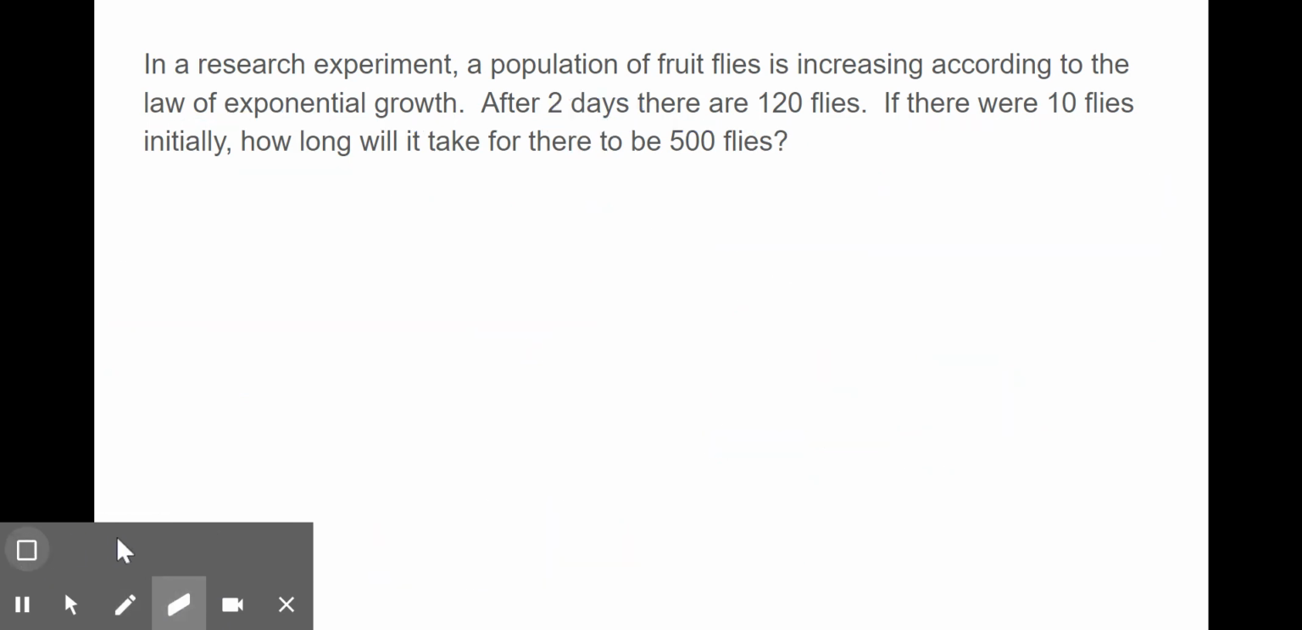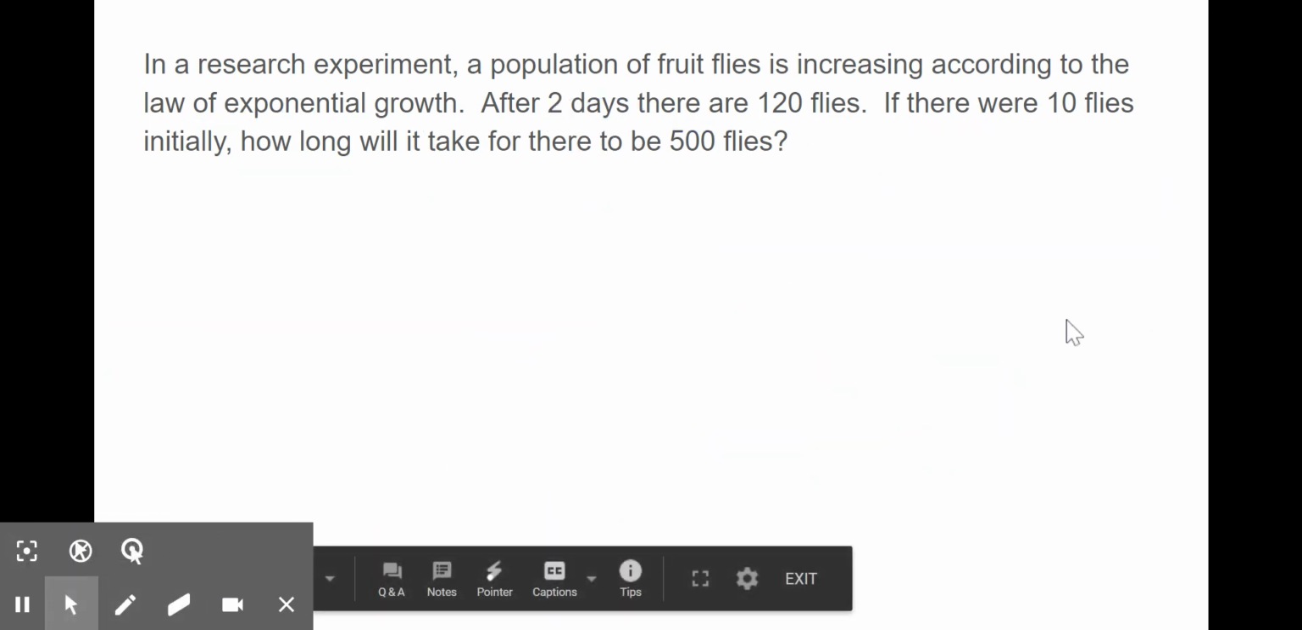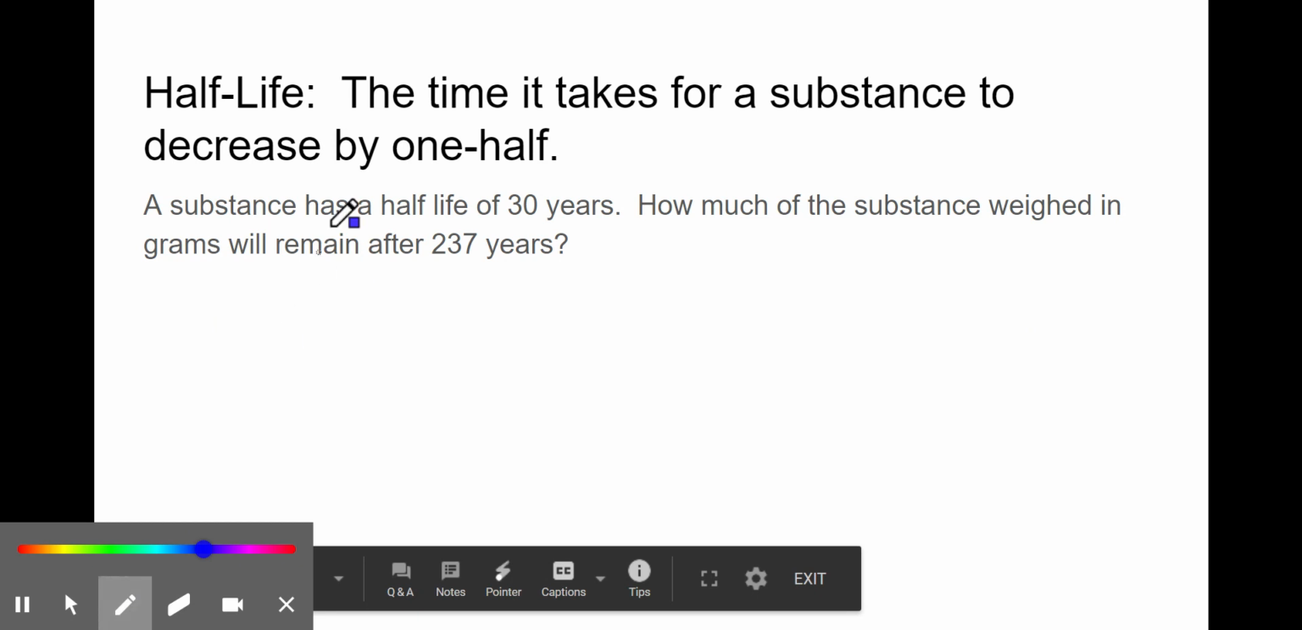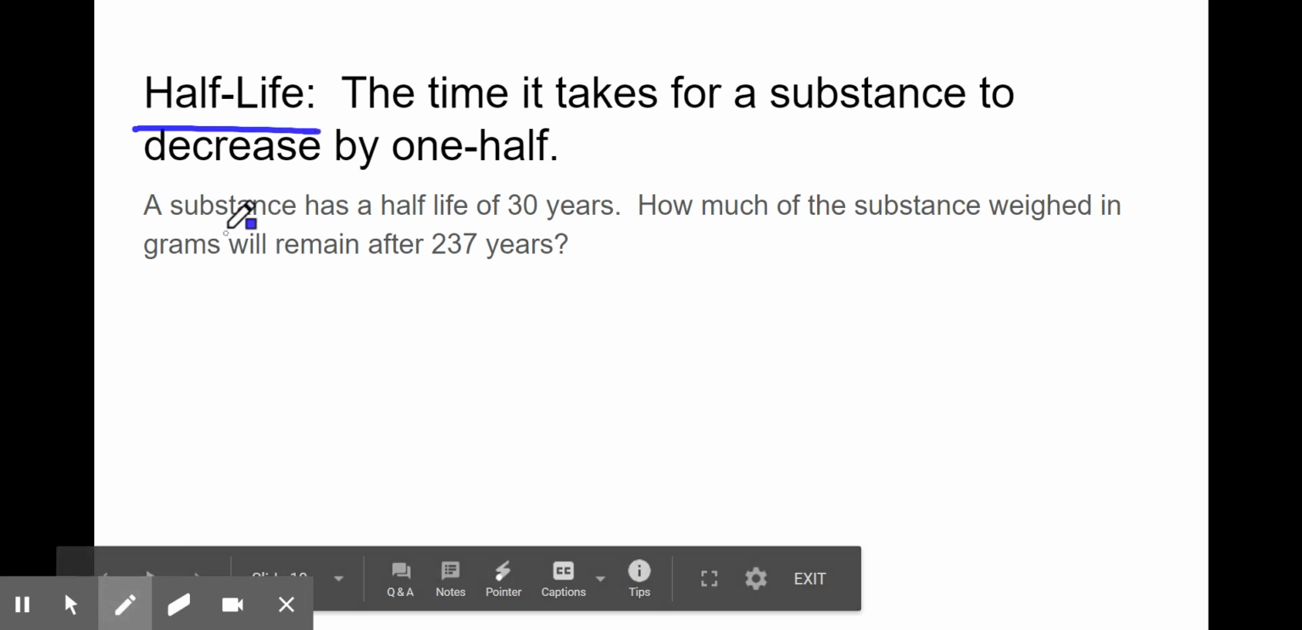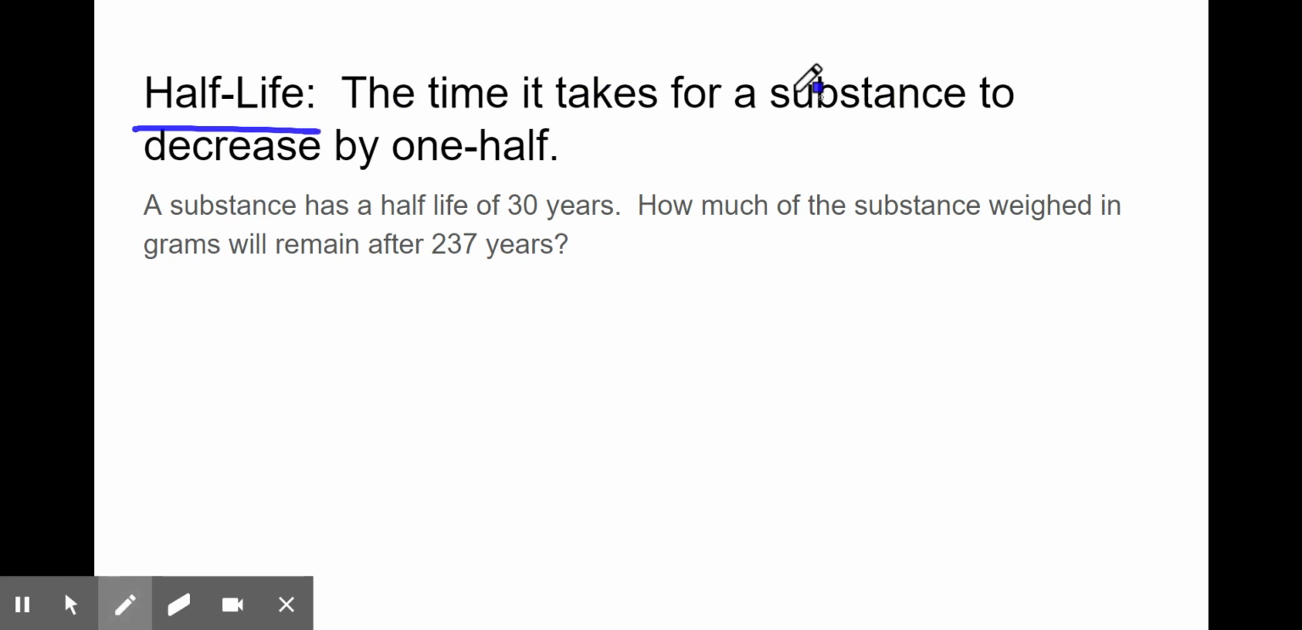All right, let's have a conversation here about half-life. Half-life is the time it takes for a substance to decrease by exactly 1/2. Makes sense, half-life. Okay, let's take a look at one that involves half-life. Half-life also uses the same equation, A equals A naught e to the kt.